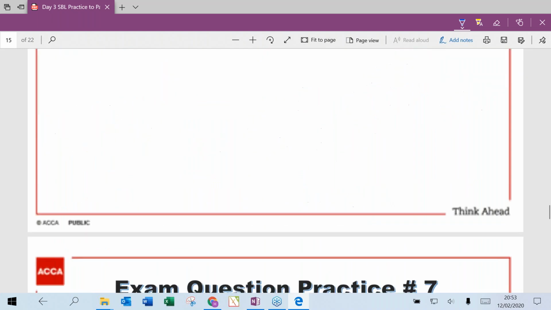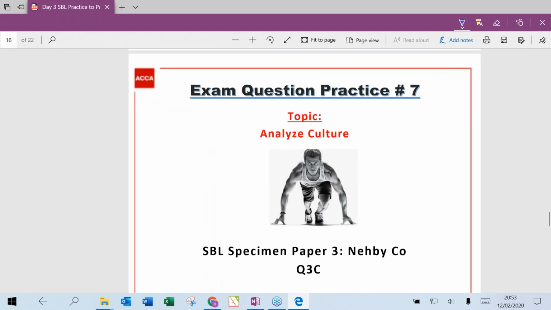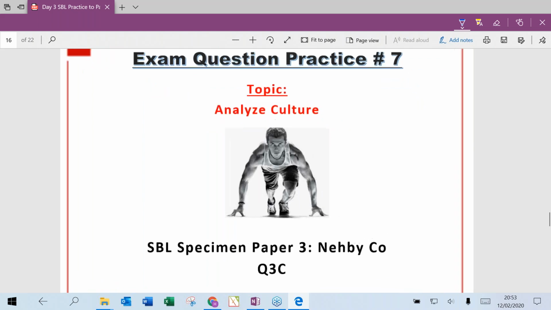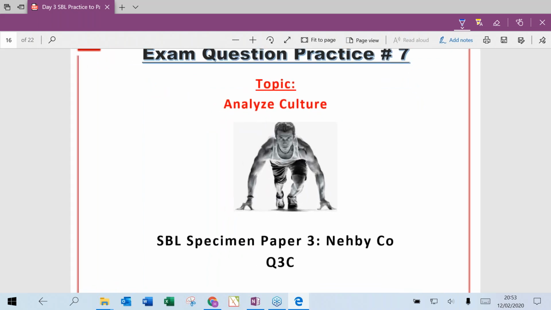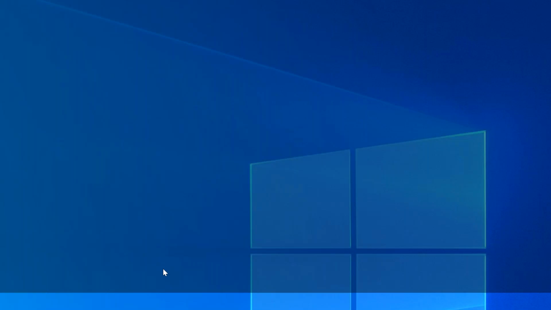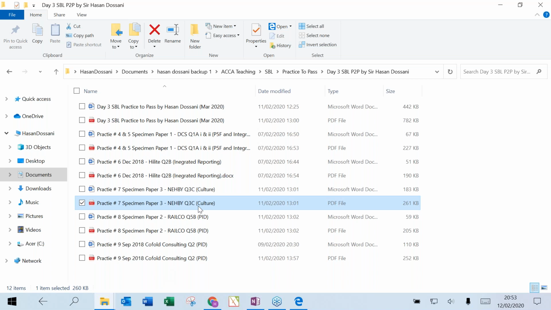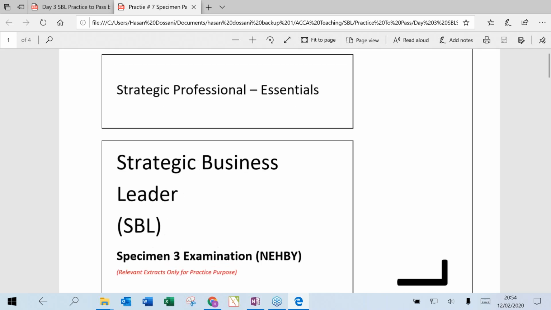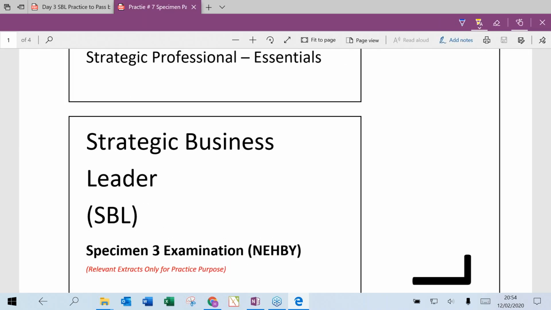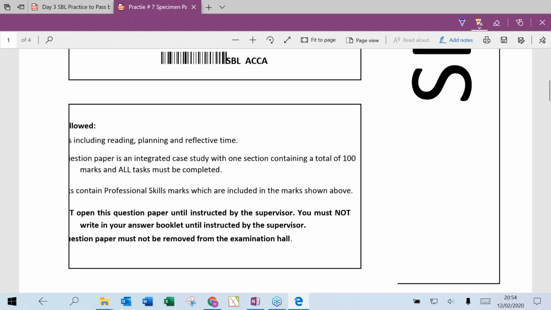Okay, what's next? Aha, there's question number 7. Topic is culture. SBL specimen paper 3, question number 3C. Let me open that. So this is SBL specimen number 3. Let me quickly take a look.